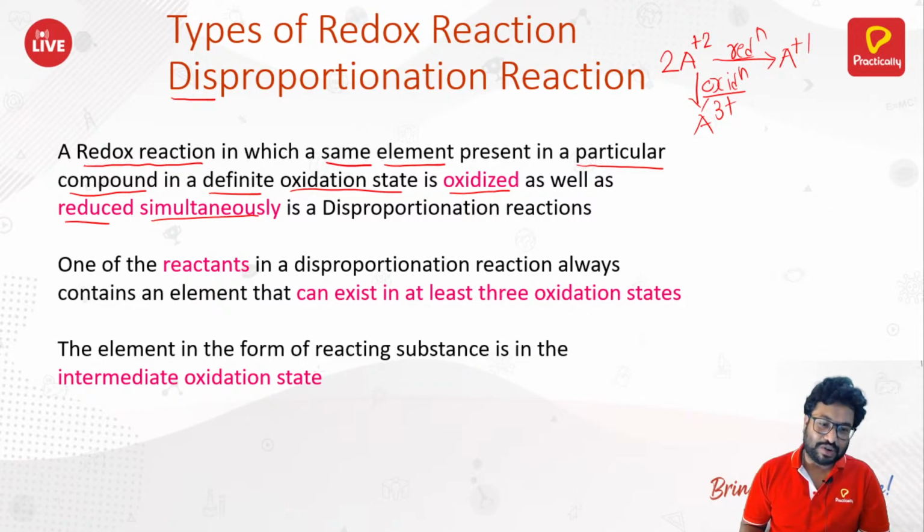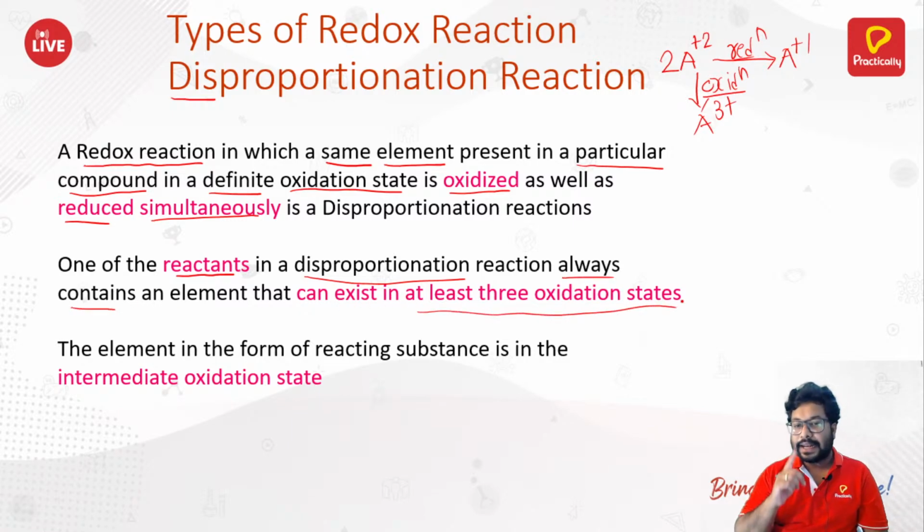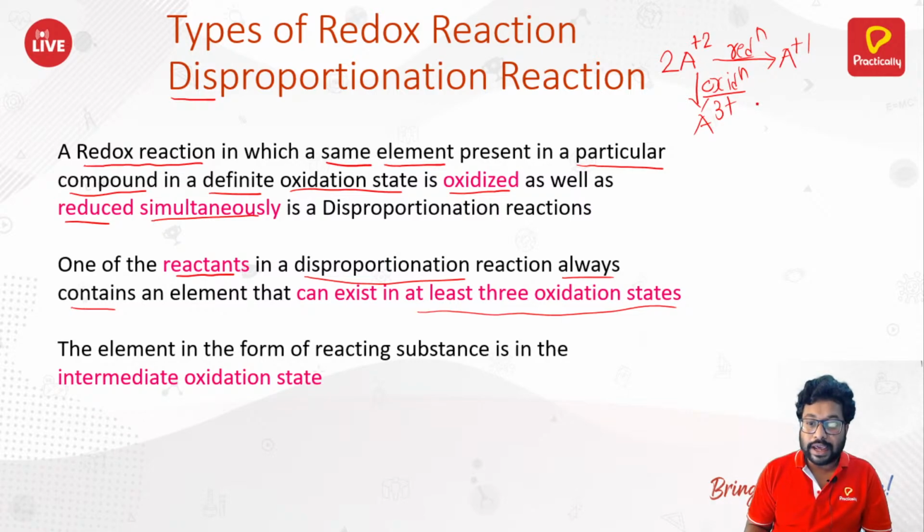Okay. So moving ahead, one of the reactants in a disproportionation reaction always contains an element that can exist in at least 3 oxidation states. That is the prime condition. You can see here your A is existing in 3 conditions: +2, +1, +3. Your A is showing 3 oxidation states here: +1, +2, and +3. So each element should show at least 3 oxidation states.